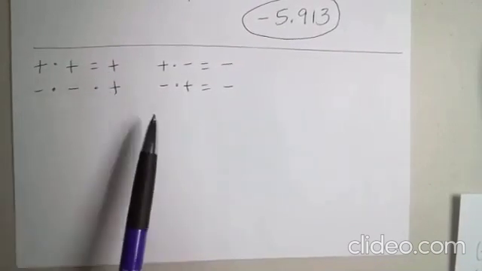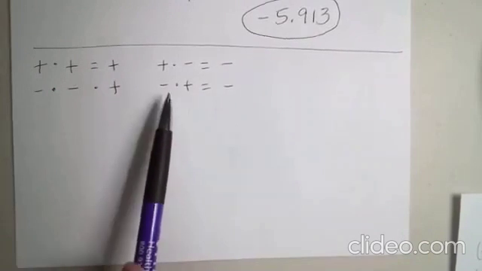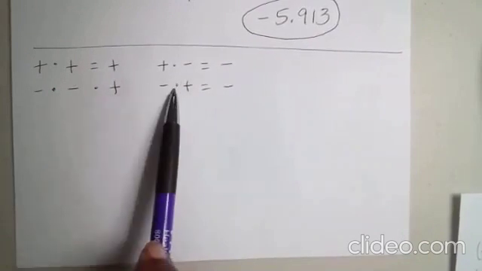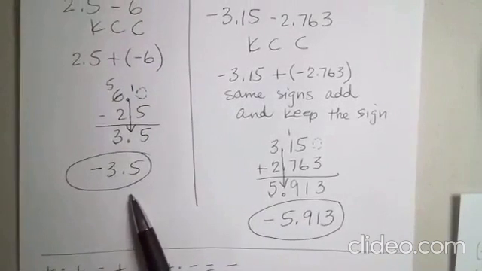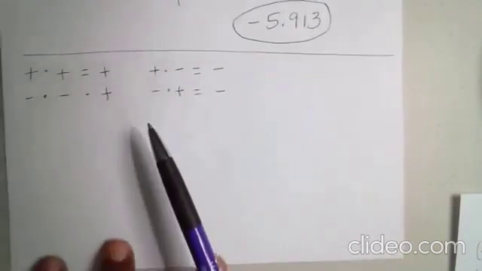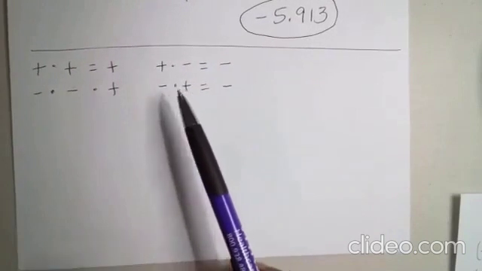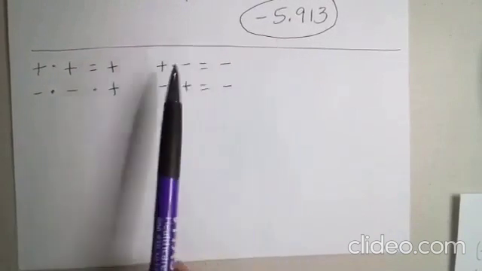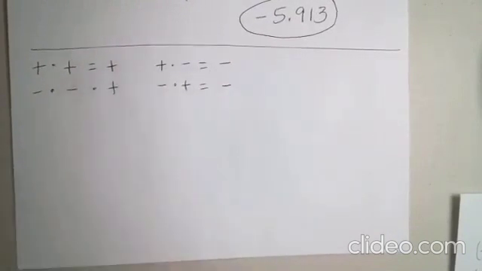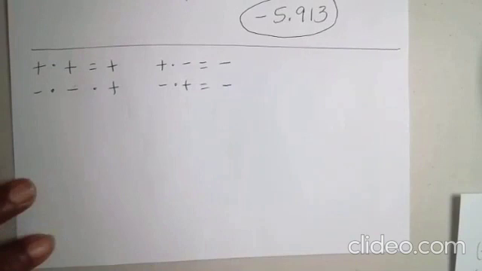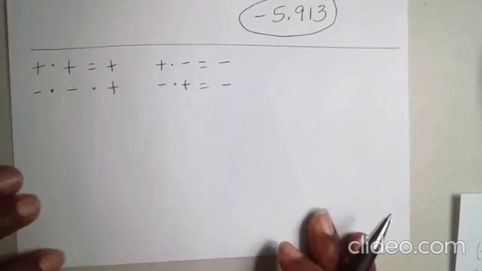This is a place where many students get confused with multiplying different signs and, in this case up here, where we were adding different signs and we kept the sign of the larger. Down with multiplication, it doesn't matter which one is larger. It's negative if it's one negative or three negatives or any odd number of negatives. Let's do some examples.